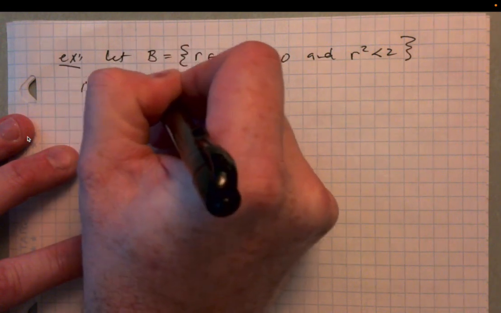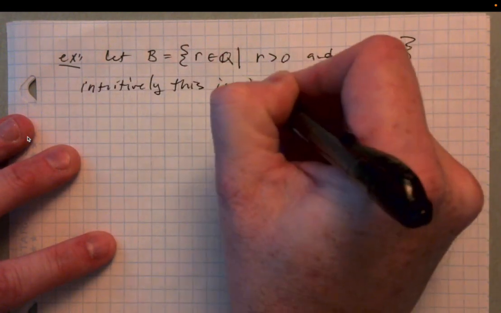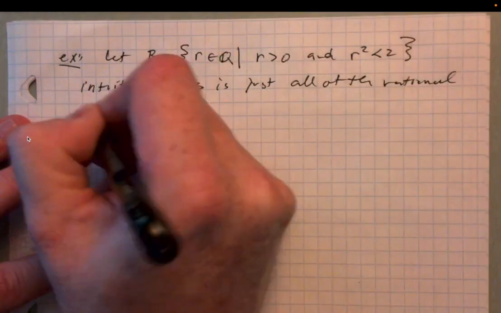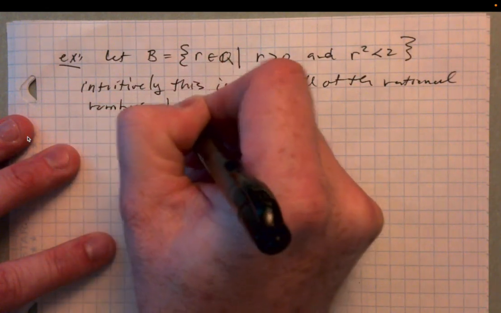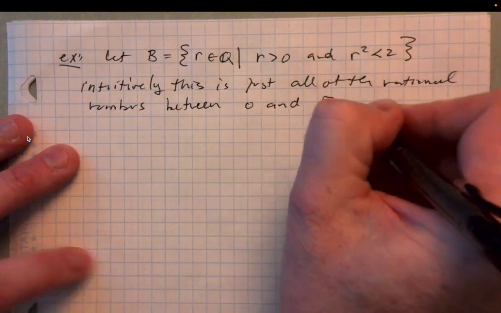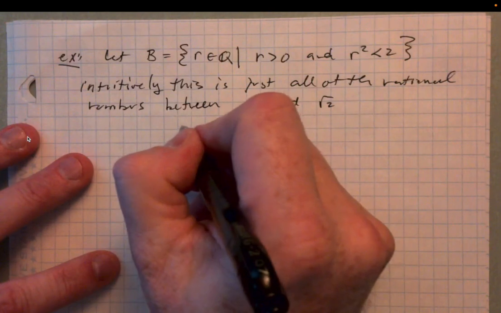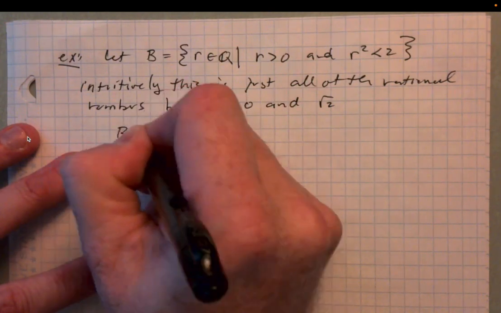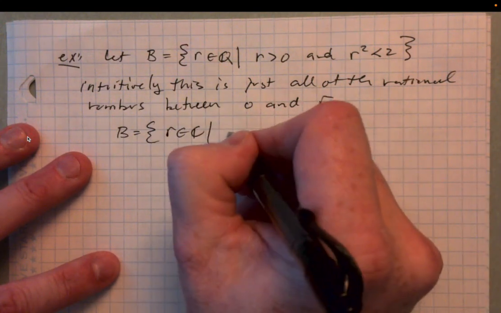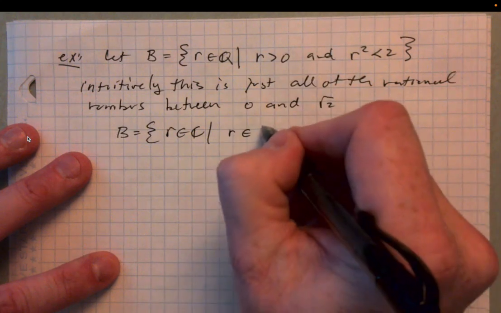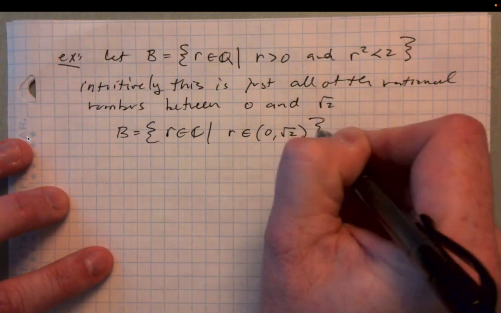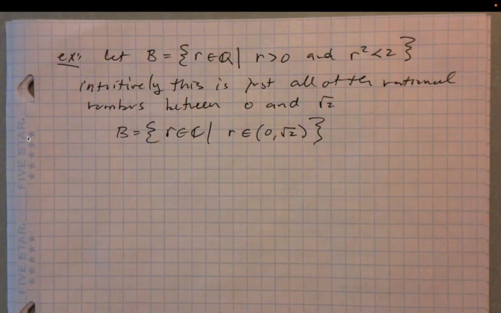So intuitively, this is just all of the rational numbers between 0 and the square root of 2. You can think of it this way: B is basically all of the R in Q such that R is in the interval 0 to the square root of 2. It's another way to think about it.